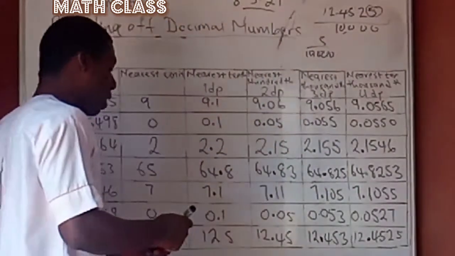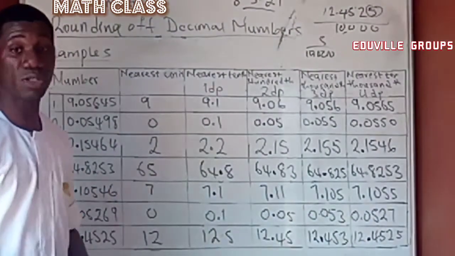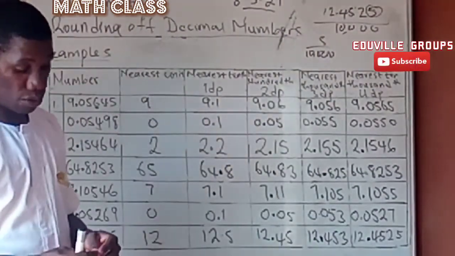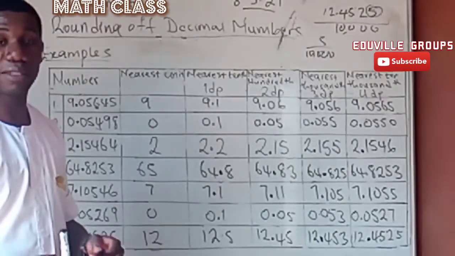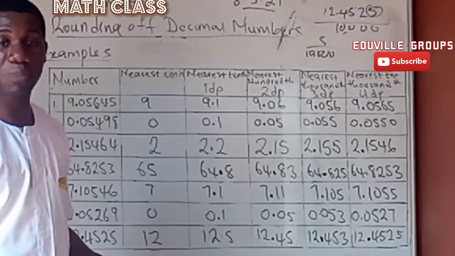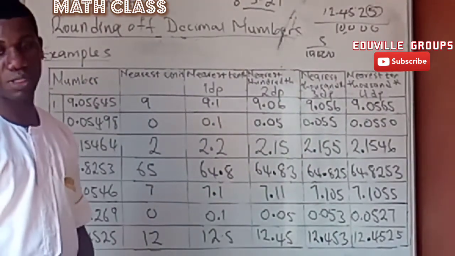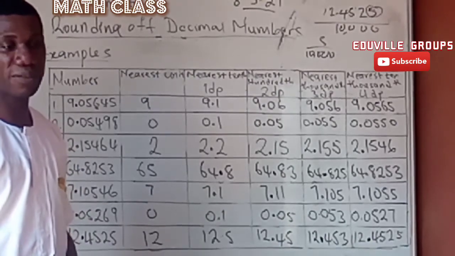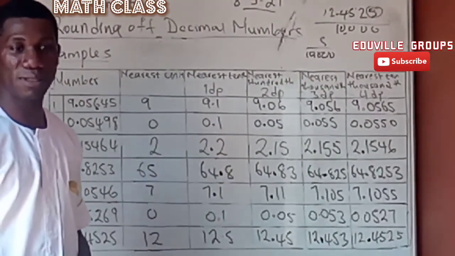So that is the last one. I hope it is understood. If you see it anywhere, round to the nearest 10, round to the nearest 100, round to one decimal place, round to two decimal places, you should be able to do it. It's not hard.